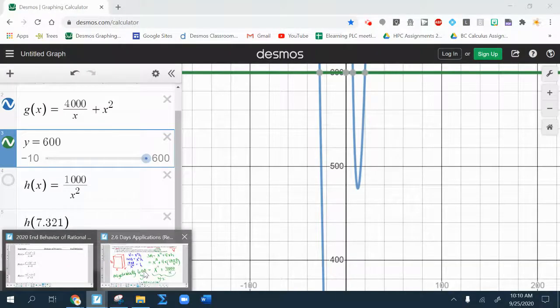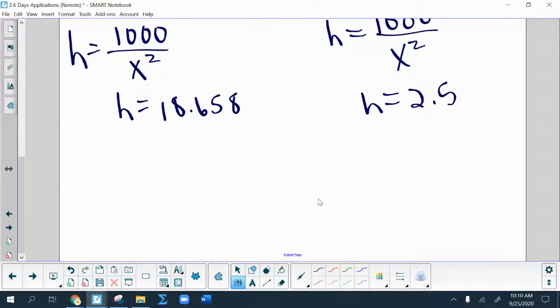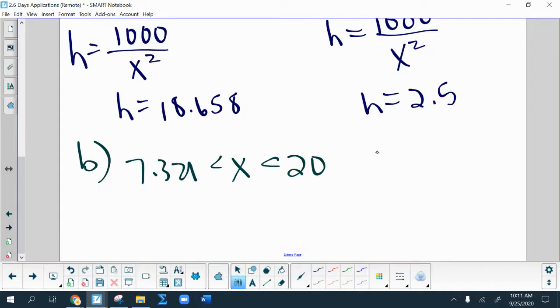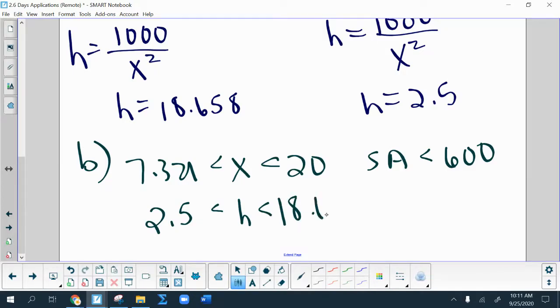So the answer to part B is pretty straightforward because we already did the work. So when x is between 7.321 and 20, then the surface area will be less than 600. And then h would have to correspond. h would have to be between 2.5 and 18.658.